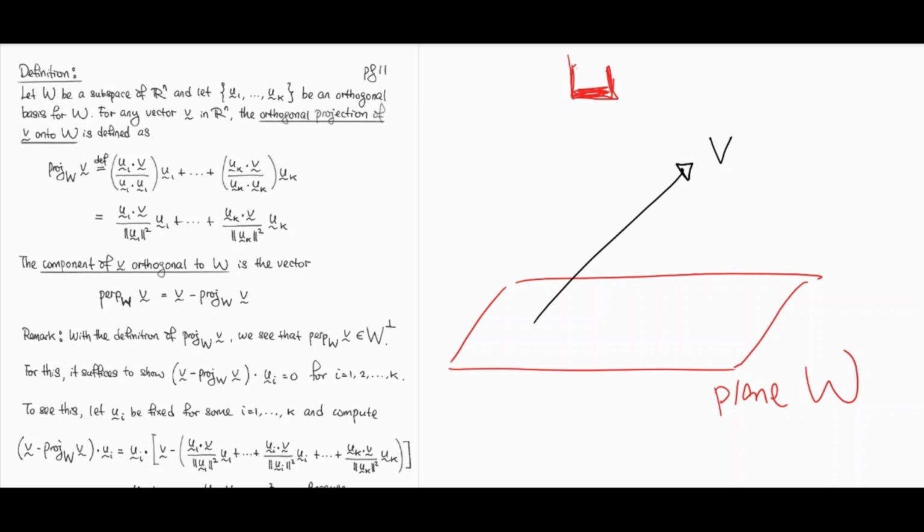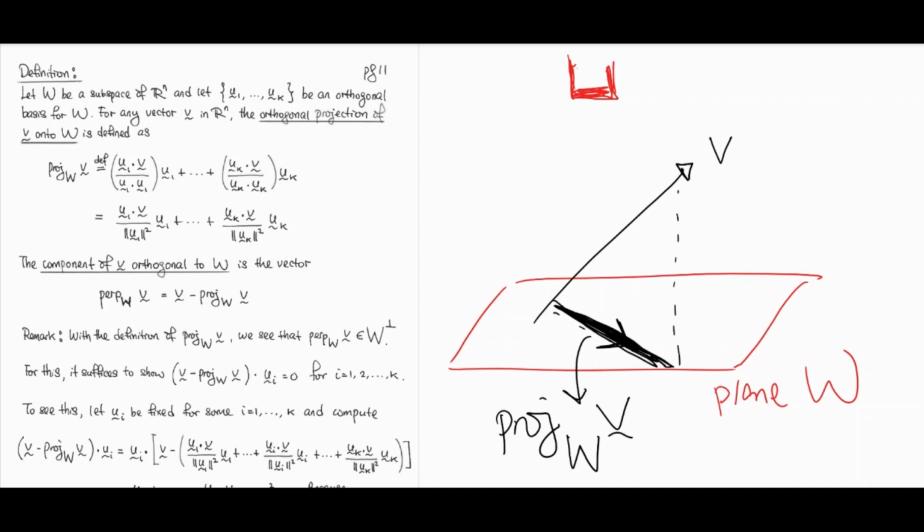So imagine you shine a light on top of it, it's the same as before, then V will cast a shadow onto W. This shadow right here, this is what we call the projection of V onto W, okay? And how do we compute that? How do we find a formula for this projection?